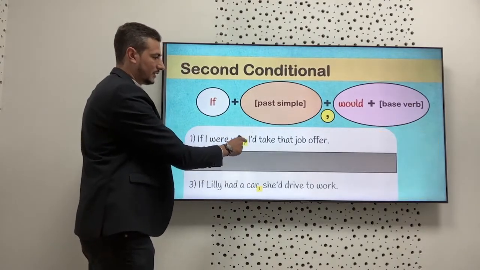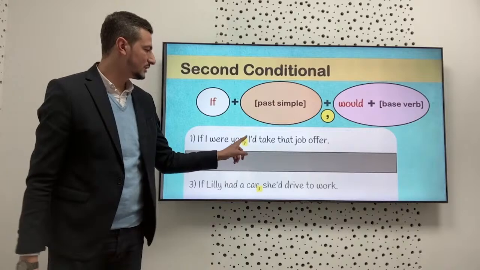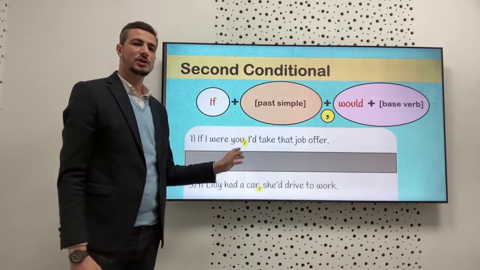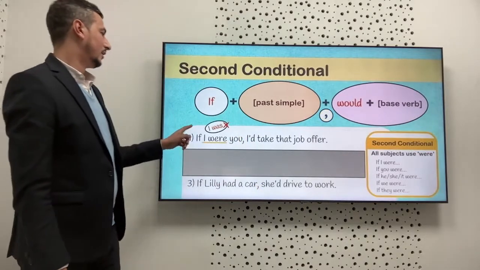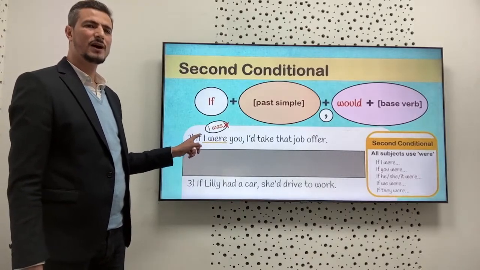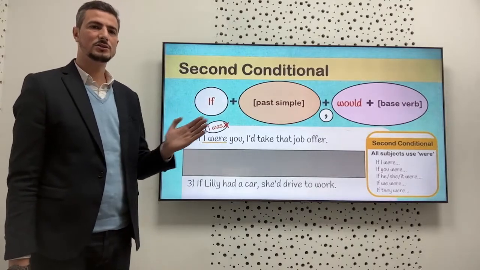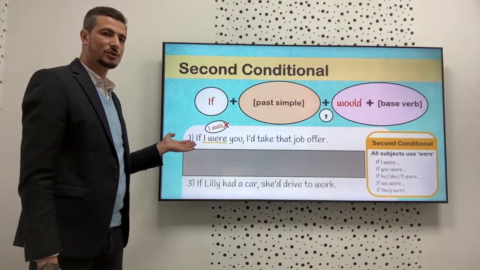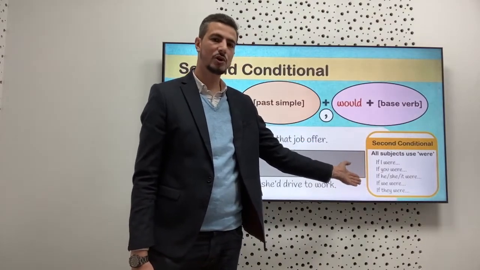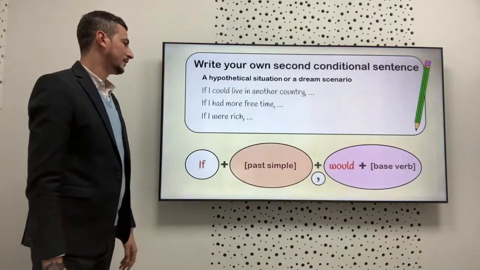Remember this one as well. I'd is a contraction of I would. We can also use these contractions I'd and she'd. So apostrophe d is a contraction of would. If I were you, I'd take that job offer. Why didn't we use if I was? Normally with the I, we use I was, not I were. But in the conditional, we use if I were with all the subjects. So we use were with all the subjects because it's just an imaginary situation.